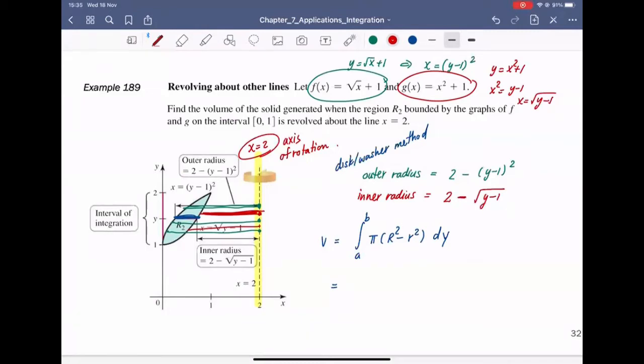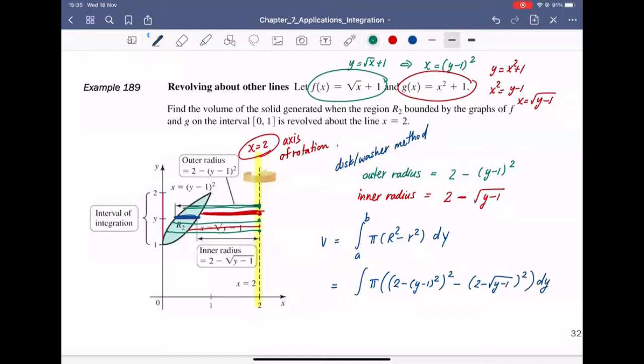All right. And then after that, you just plug in everything. So it's going to be pi times big R, which is 2 minus (y minus 1) squared, and then squared. This is R squared, right? And then minus small r squared, and then dy. Integrate from a to b.